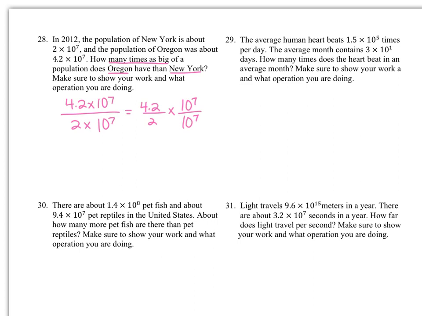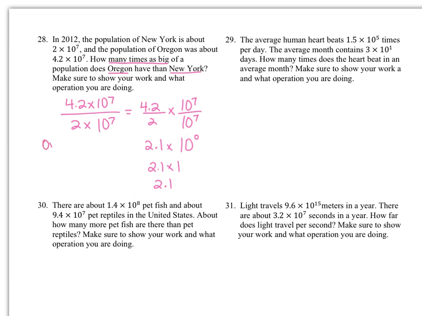The quotient rule says when you divide powers of the same base, you subtract their exponents. So that's 10 to the 0 times 4.2 divided by 2, which is 2.1. Now look at this, 10 to the 0. Anything to the 0 power is equal to 1. So this is just 2.1 times 1, or just 2.1. Another way you could have known that: since this is a number divided by itself, that's equal to 1.